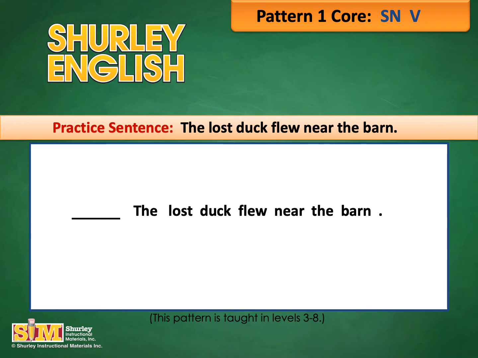What flew near the barn? Duck, subject noun. What is being said about duck? Duck flew. Verb. After the core parts have been located, the question and answer flow has an order of operations that helps students move through the sentence in a logical and sequential way to label and classify the other words in the sentence that modify the core parts.